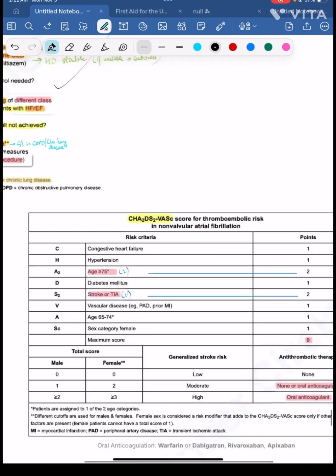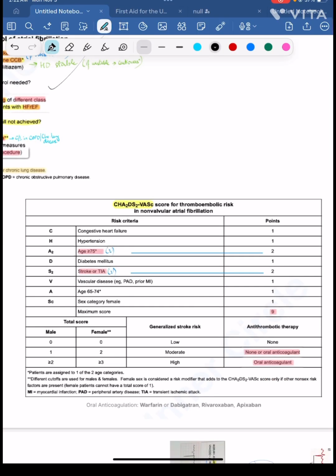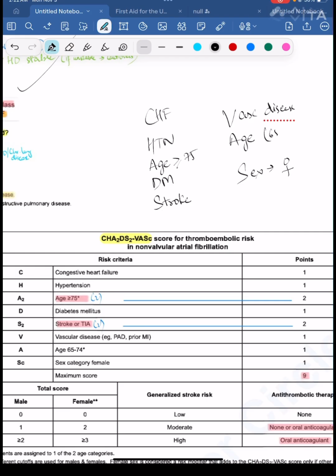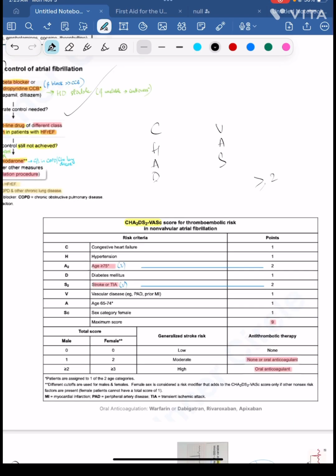Okay, next important thing you have to know about is the CHA2DS2-VASc score. So C is congestive heart failure, hypertension, age, diabetes, stroke, vascular disease, again age, and this sex category, that is females, it's more common. Age more than 75, 65 to 74. If the score is more than or equal to 2, that means there's a high risk for stroke. So you have to put these patients on anticoagulants.